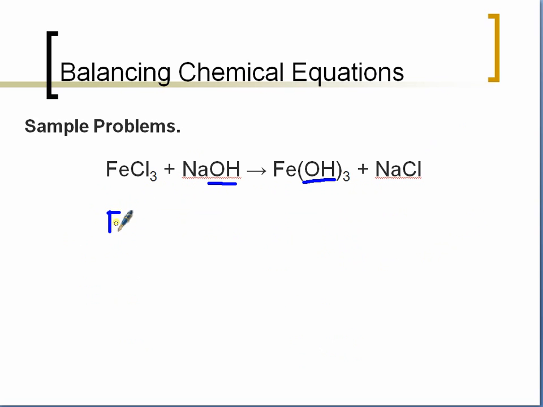So here I have iron as one element, chlorine, sodium, and since I know I see a polyatomic ion and it's on both sides, I'm actually going to keep an OH together as one. And what I do on one side, I have to do to the other side.